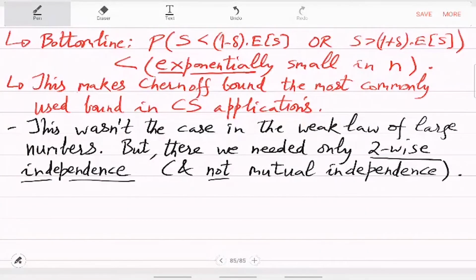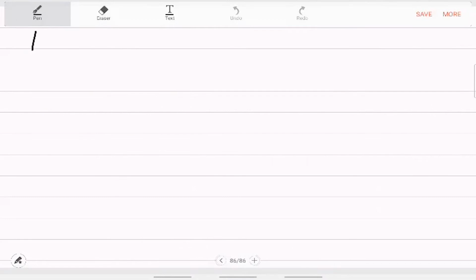Now to understand this distinction, we have to go through a bit of theory so that you can really appreciate this distinction. So let me do that next. Let us do k-wise independence. This is also useful in computer science.